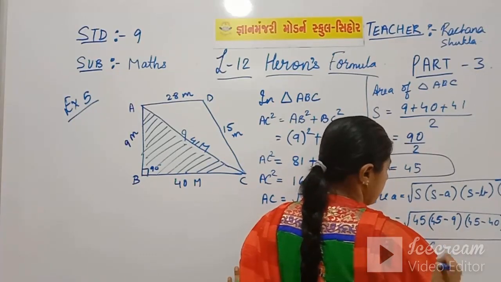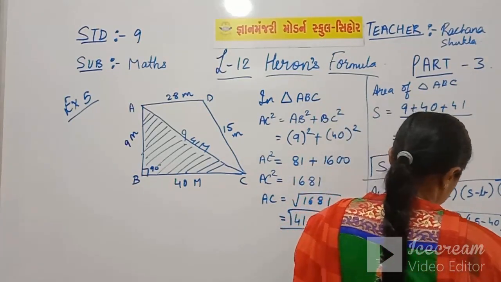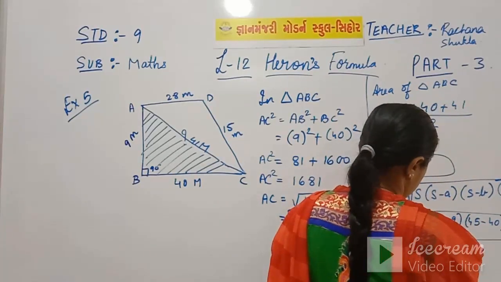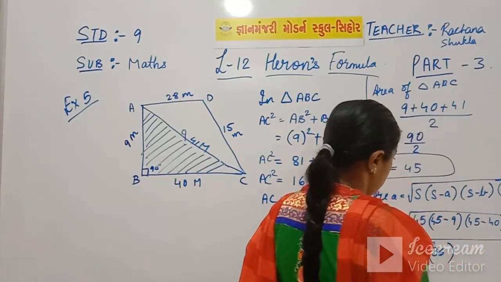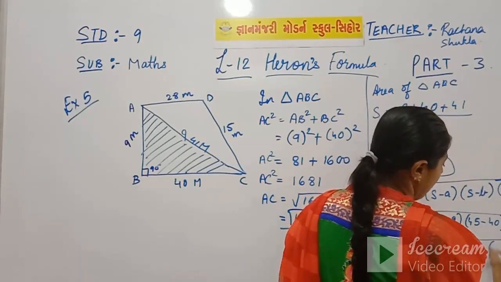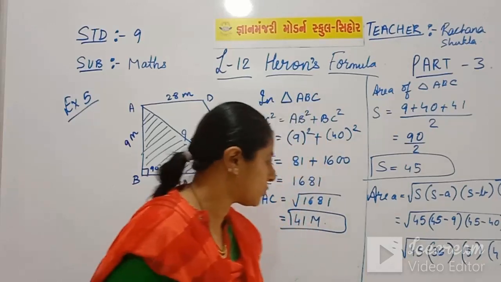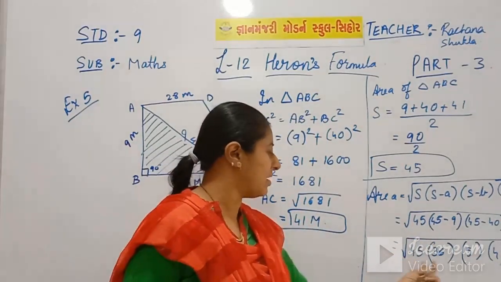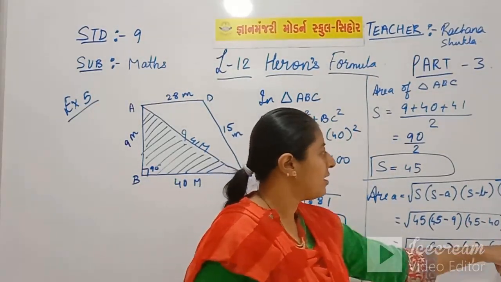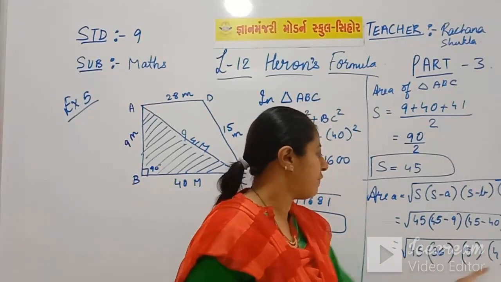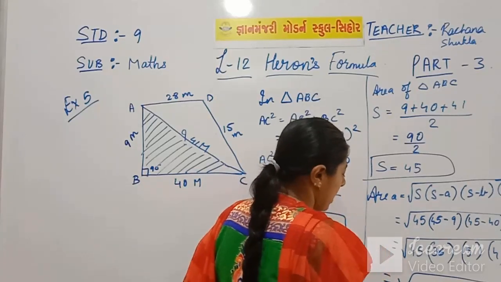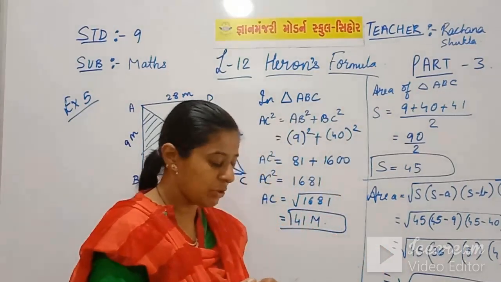Solving the brackets, 45 minus 9 is 36. 45 minus 40 is 5 and 45 minus 41 is 4. See, like this way, 45 will remain as it is, multiplied by 45 minus 9 is 36, 45 minus 40 is 5 and 45 minus 41 is 4. Now you know how to do it. You have to multiply and find out the square root and you will get one answer. This you will do by yourself.